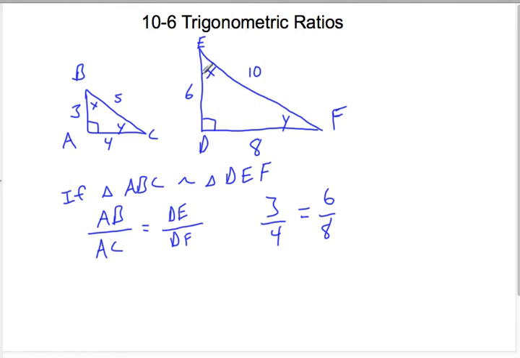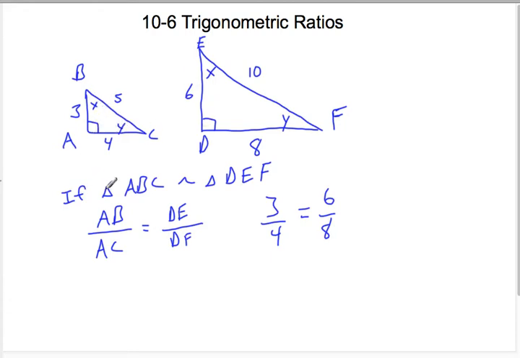Hello everybody. Today we are going to learn about trigonometric ratios. We know from back in 7th grade that if we have these two triangles here and they are similar, and we know they're similar because their angles are the same, they both have x and y and a 90-degree angle.